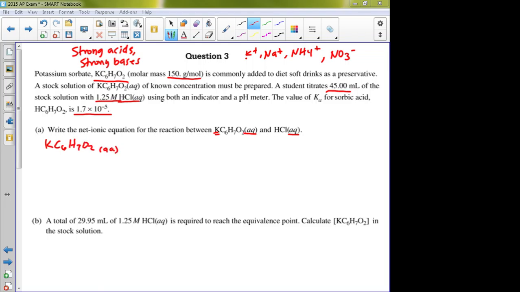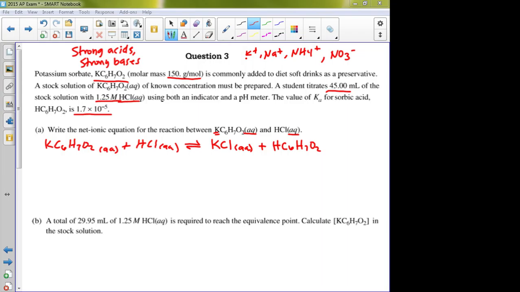So KC6H7O2, which is aqueous, plus HCl, which is aqueous, is going to form what? KCl, which I know is going to be aqueous because it's bonded to potassium, plus the sorbic acid, HC6H7O2. That's not going to be aqueous. Why is that one not going to be aqueous? Because it's a weak acid. Does everybody see that? No. This is not a net ionic equation. Okay, so we got this far?